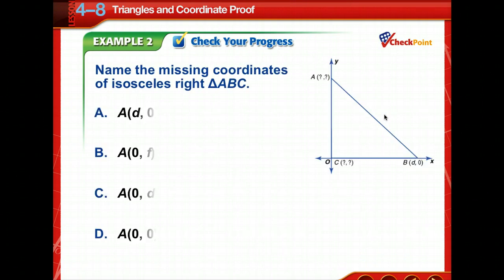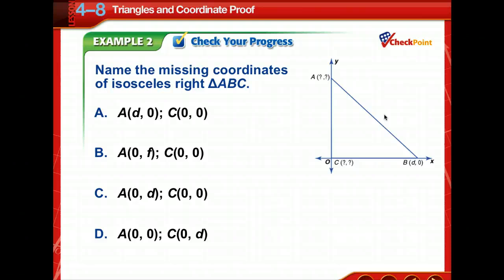So time to check your progress. Name the missing coordinates of isosceles right triangle ABC. So for A, we got 0, D, and for C was 0, 0. Of course, we could rule out D right away. We knew that the C was at origin, right? So we were only looking at these. Very good.